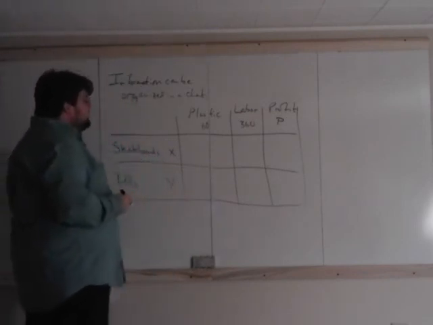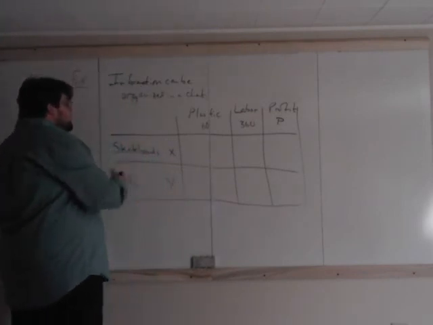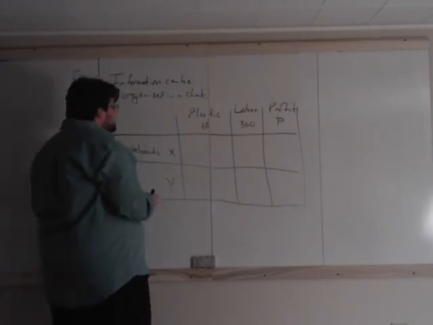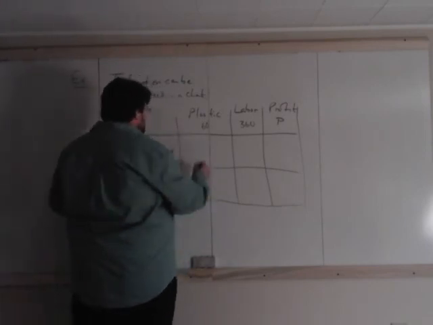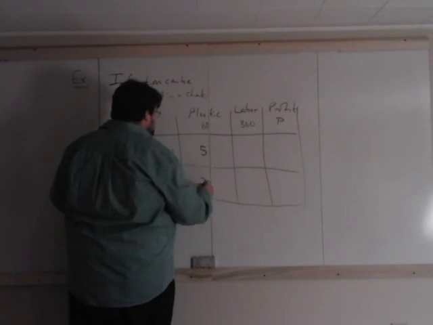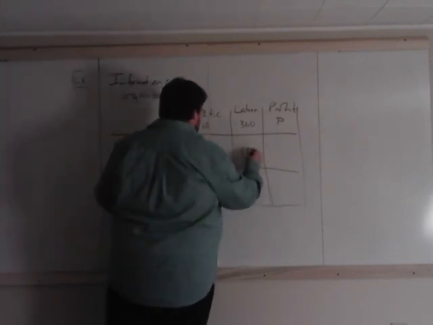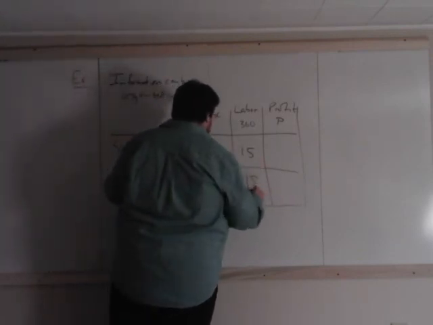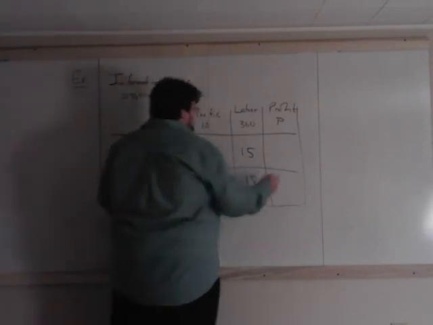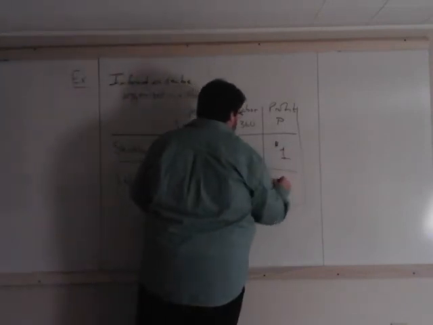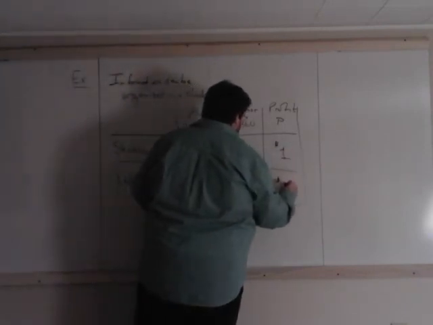So we set up the information with the constraints and the profit like this. Skateboards needed 5 units of plastic. Dolls needed 2 units of plastic. Skateboards needed 15 units of labor. Dolls needed 18 units of labor. This one had a profit of $1. This one had a profit of 55 cents.